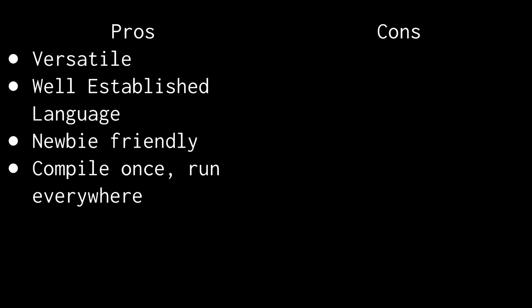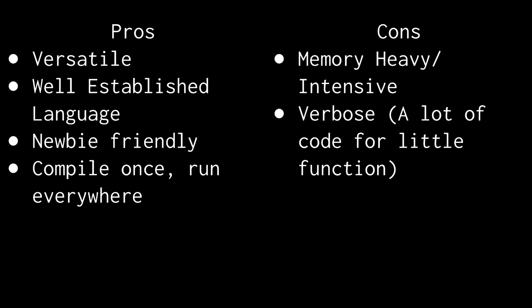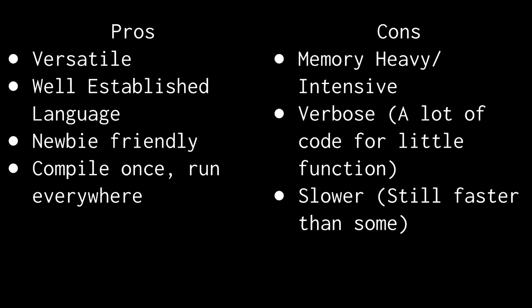Now for some cons. First, Java is pretty memory heavy. Because Java uses the JVM to run programs, Java naturally uses a lot of memory and RAM. Secondly, Java is very verbose. It often takes a lot of code to do fairly simple things, like Java's Hello World program. Lastly, Java is slower than most other languages because Java doesn't compile down to machine code, but instead Java bytecode that then gets interpreted by the JVM. Java isn't nearly as fast as lower level languages.